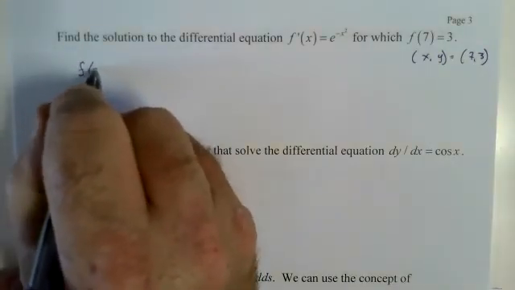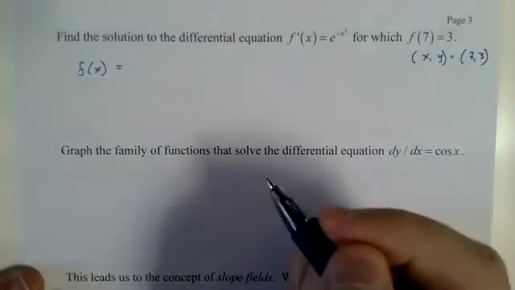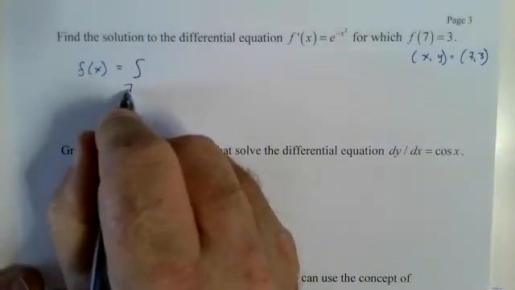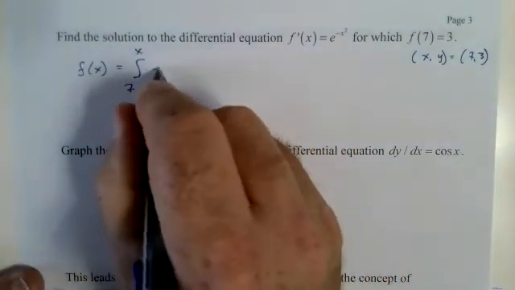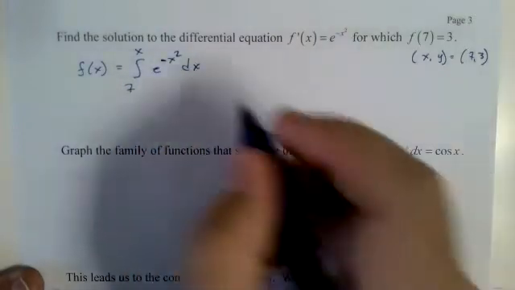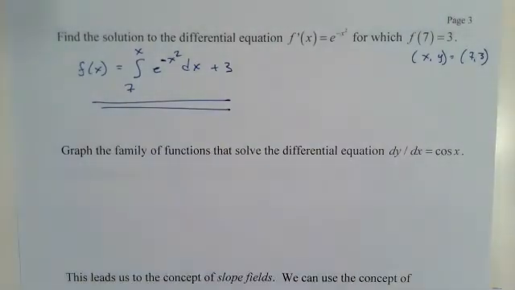Well, f of x, I was going to say y, and it's not that big a deal if you mix and match them, equals integral from 7 to x of e to the negative x squared dx plus 3. Oh no, we're done. How the heck would I know we're done? How come we don't go do the antiderivative thing?